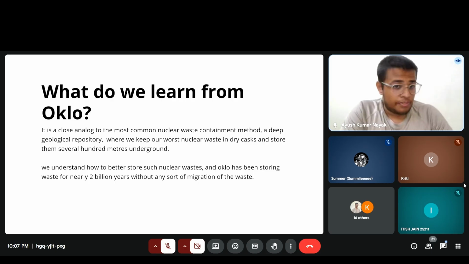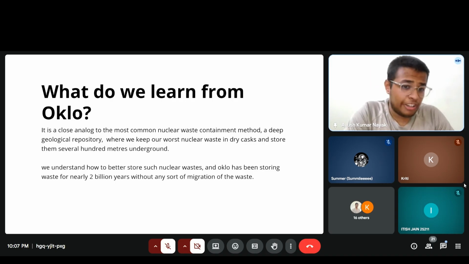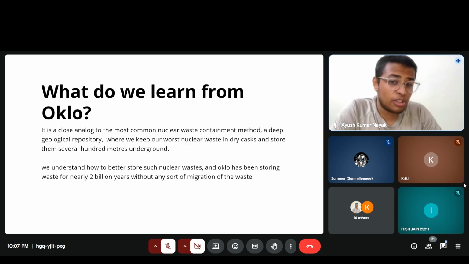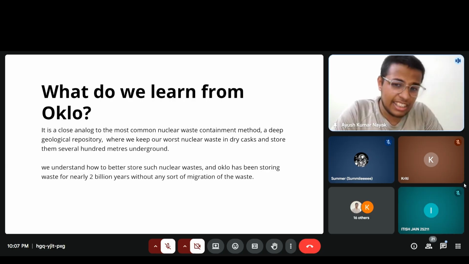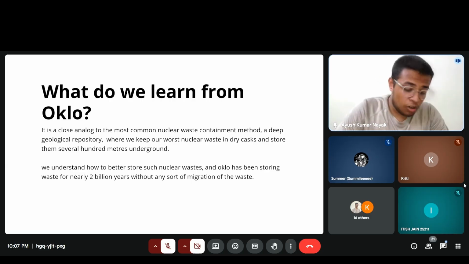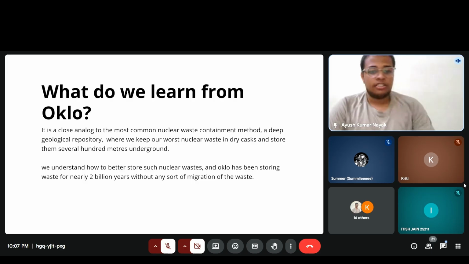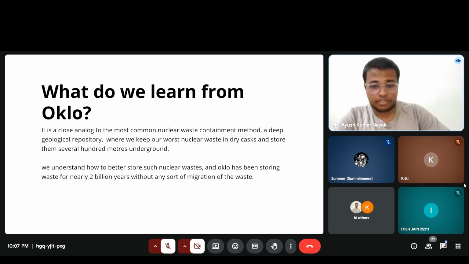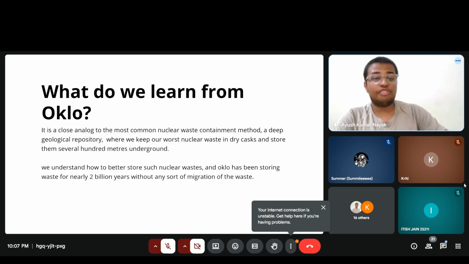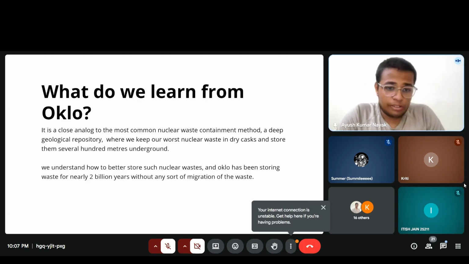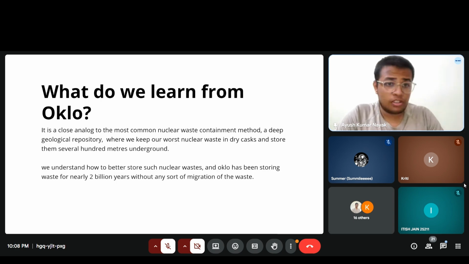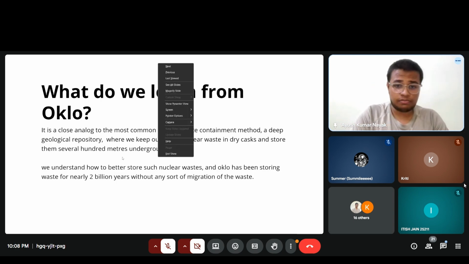And the thing is, Oklo has been storing the waste for nearly 2 billion years without any sort of migration of the waste. That's what's interesting. We cannot replicate such conditions in our labs where something is left idle for 2 billion years. So Oklo is really important in such matter.